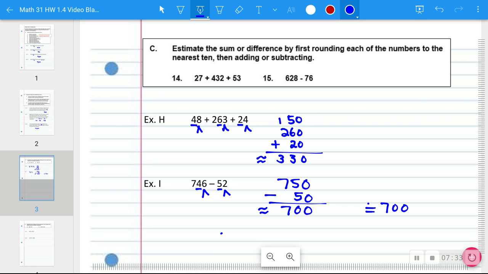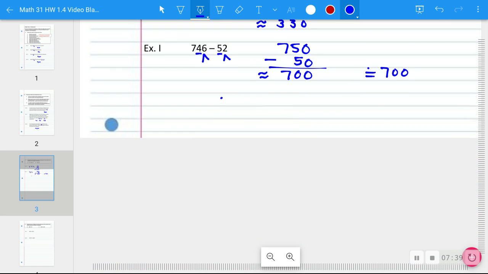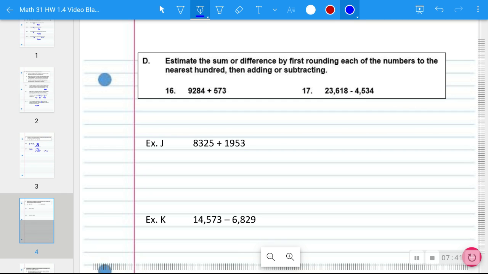Now 746 minus 52 does not actually equal 700. It's close though, and that's the idea. Okay, last two examples. No, we got more than that. Examples J and K, we're doing the same skill, but we're rounding this time to the nearest 100. So a little bit looser approximation.